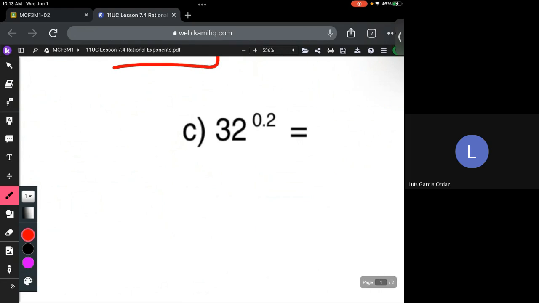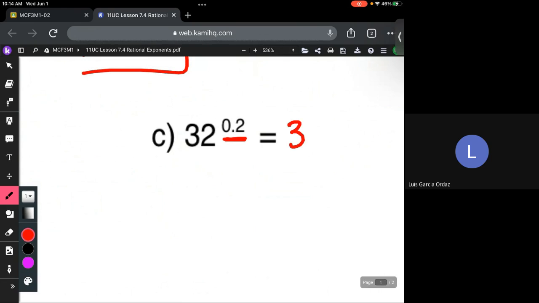So the next one, I have 32 to the power of 0.2. As you can see here, this is not a fraction. So how would I change that into a fraction? Brooklyn? 1 over 5, because if you do 1 divided by 5, it gives you 0.2. Or what you can do is start with 2 over 10, and then reduce that. Yeah, but I want you to change it into a root. So as Brooklyn said, this becomes 32 to the power of 1 over 5.